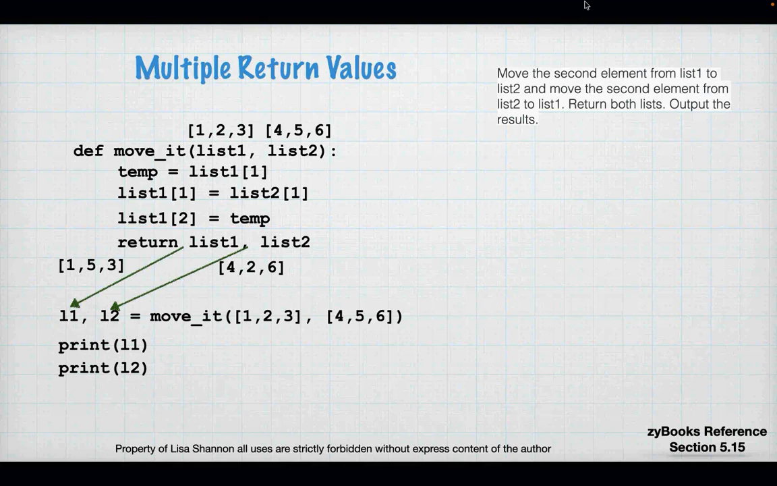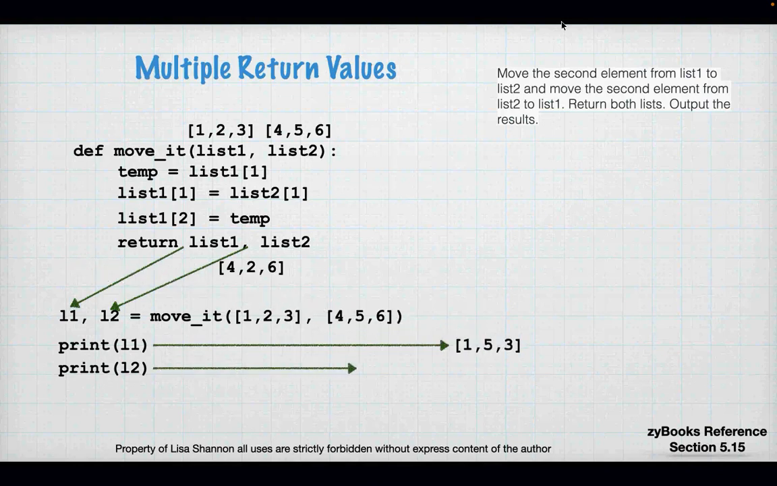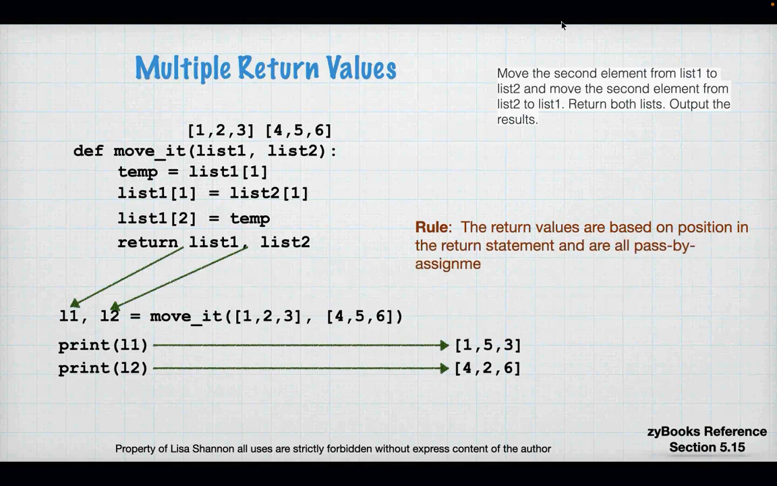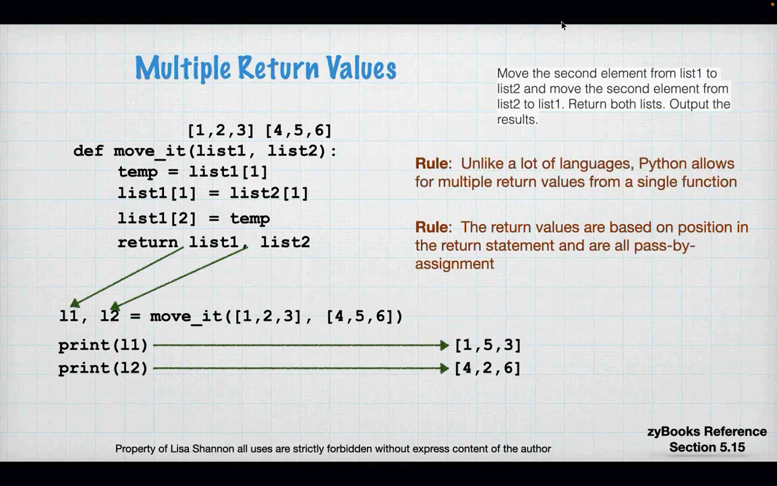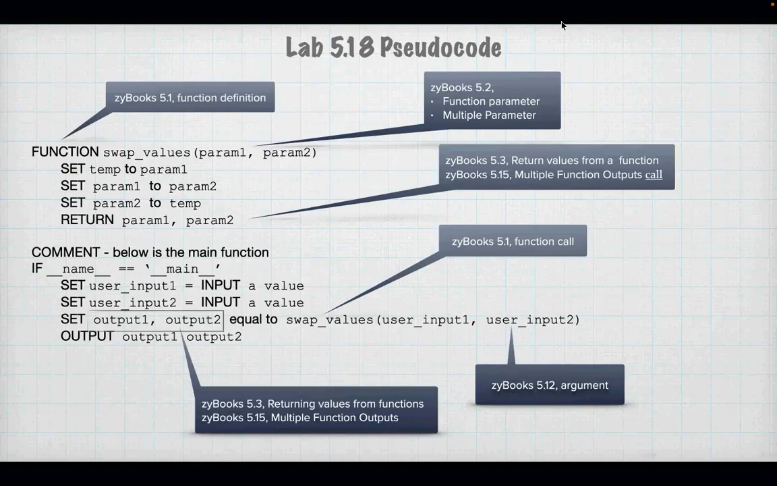Again, multiple things in the return is positional. So list 1, which is the value that we're returning, is going to go into L1, and list 2 is going to go to L2. It's positional. If I'd swapped list 2 and list 1, then the values in the global scope for L1 and L2 would also have been swapped. And then we're just going to print list 1 and print list 2. Okay, so they're positional, and Python is unique in languages.